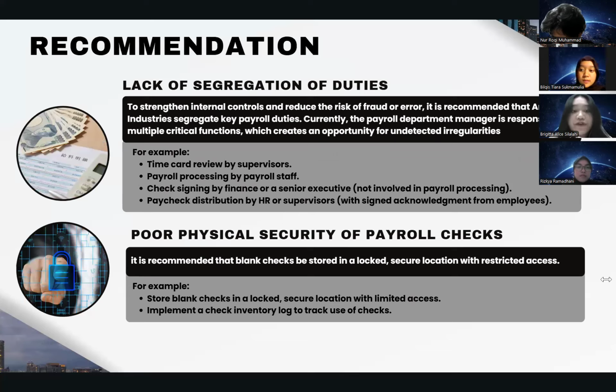For the recommendation for the weakness of lack of segregation of duties: to strengthen internal controls and reduce the risk of fraud or error, it is recommended that Arlington Industries segregate key payroll duties. Currently, the payroll department manager is responsible for multiple critical functions, which creates an opportunity for undetected irregularities. For example, first, time card review by a supervisor; second, payroll processing by payroll staff; and third, check signing by finance or a senior executive not involved in payroll processing. Also, paycheck distribution by HR or a supervisor with signed acknowledgement from employees.